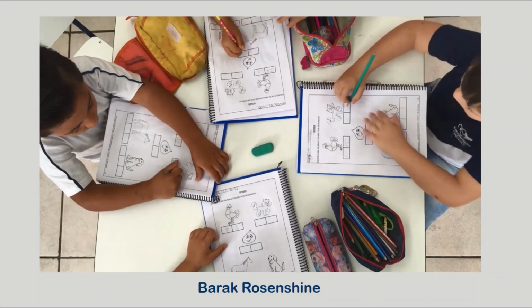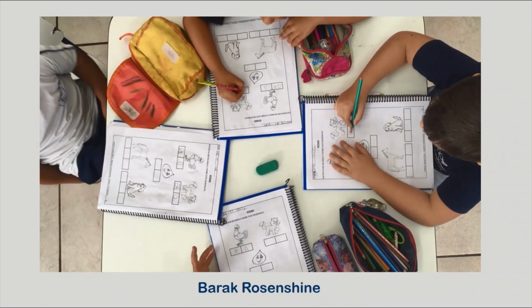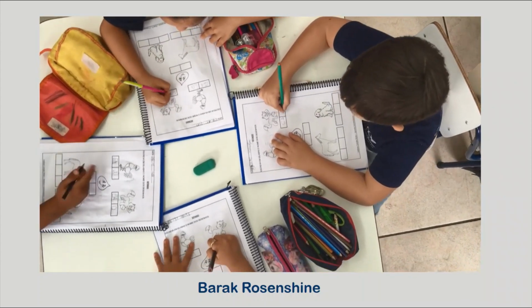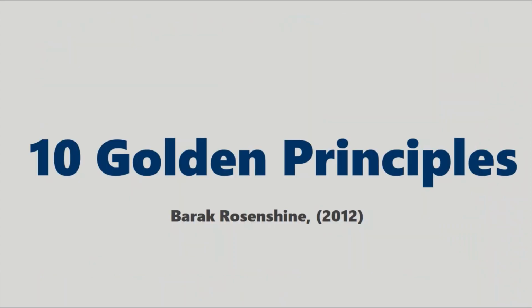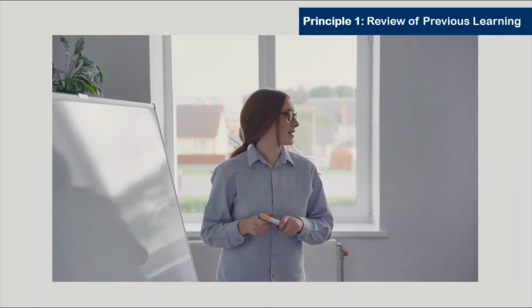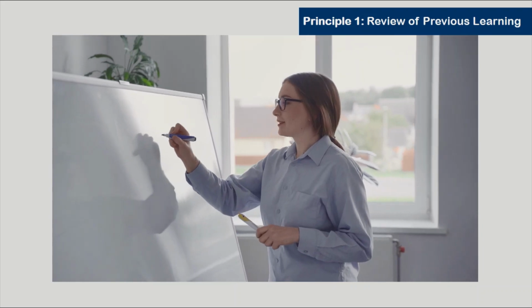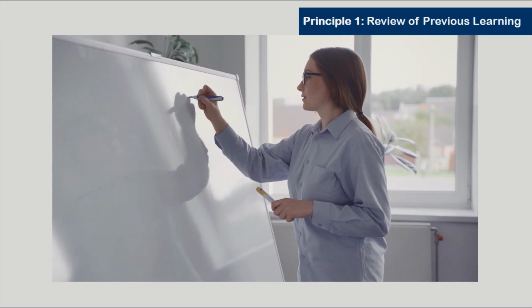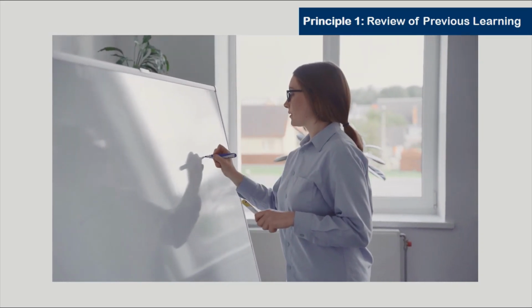An American professor called Rosenshine described direct instruction as a collection of variables that are significantly related to optimal learning. In 2012, Rosenshine published an article in which he identified 10 golden instructional principles that have proven their value time and again. Let's have a look at them. Review prior learning. Revision of previously taught material refreshes the memory and activates prior knowledge.